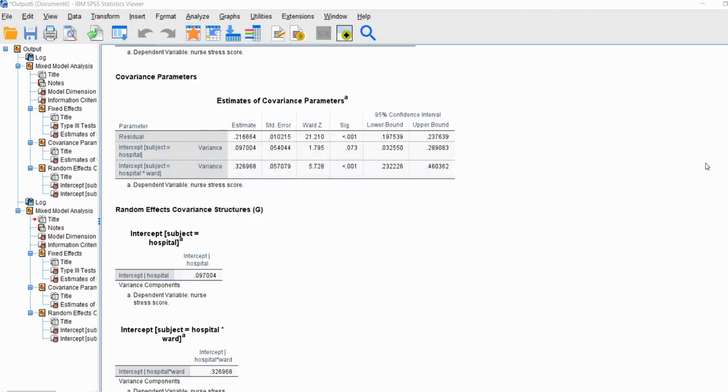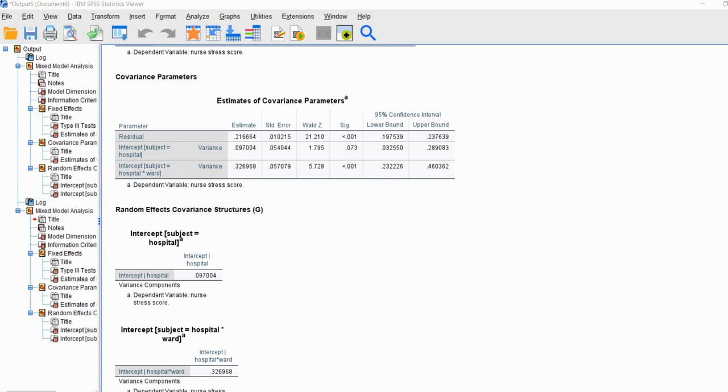When we scroll down to the estimates of covariance parameters right here, you can see that our level 1 estimated variance right here has statistical significance, and then you can see again at the ward level right here, that variance estimate, we have statistical significance, and then at the hospital level we also have statistical significance. We just want to make sure that when we're reporting we would divide that p-value in half to report on that.